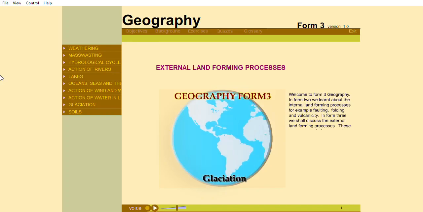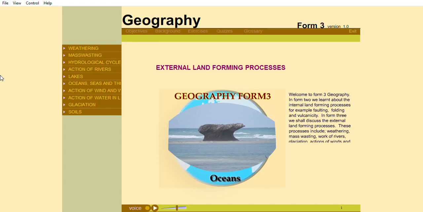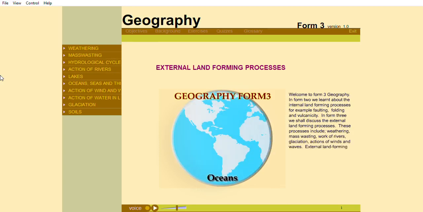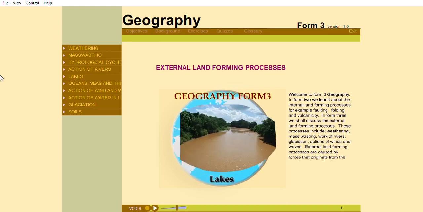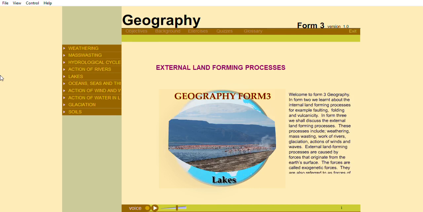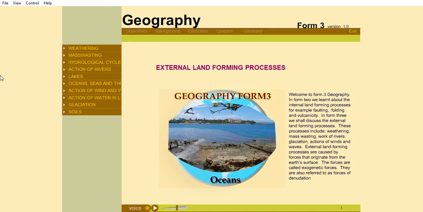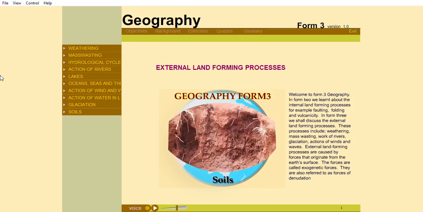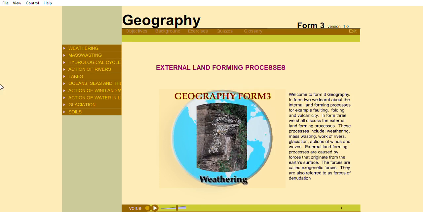We shall discuss the external land-forming processes. These processes include weathering, mass wasting, work of rivers, glaciation, actions of winds and waves. External land-forming processes are caused by forces that originate from the Earth's surface. The forces are called exogenetic forces. They are also referred to as forces of denudation.